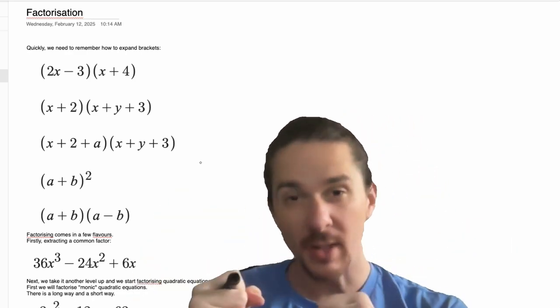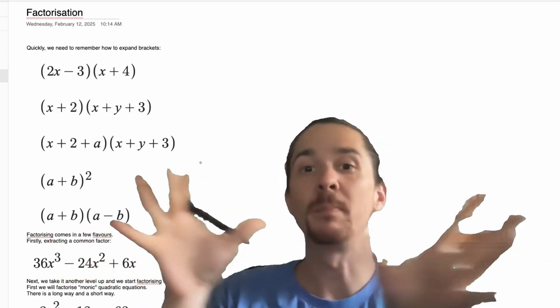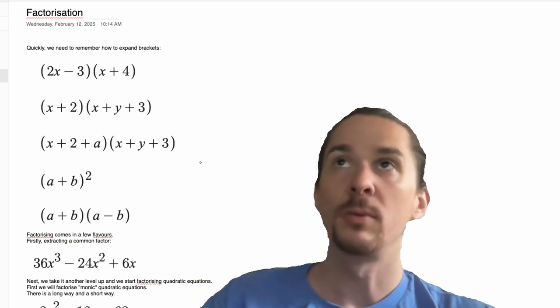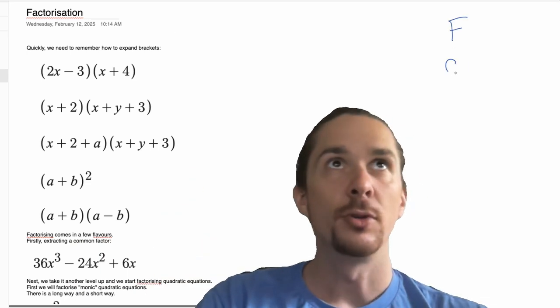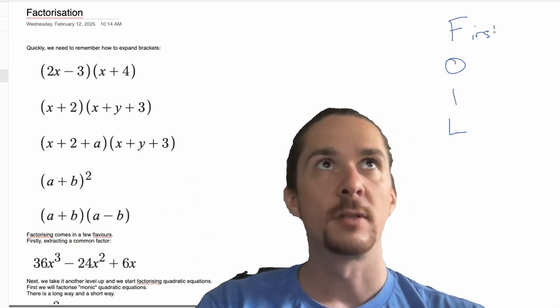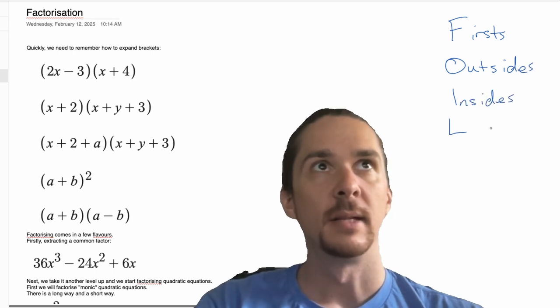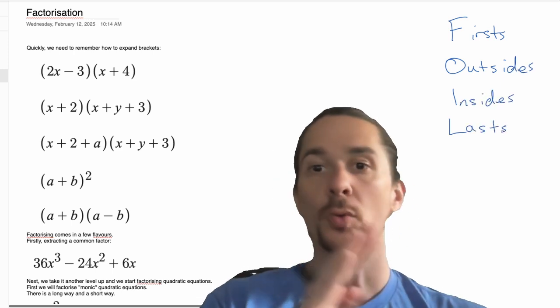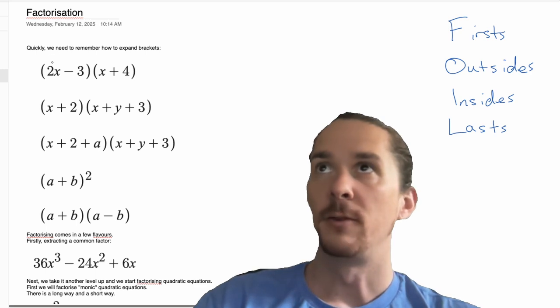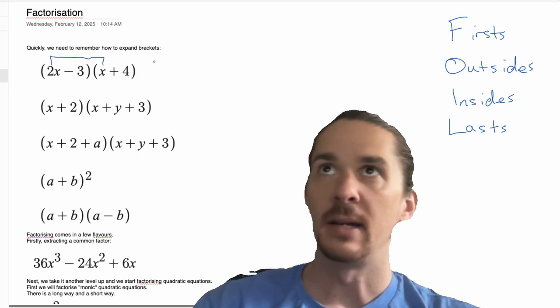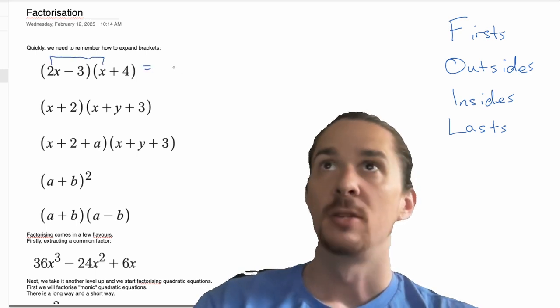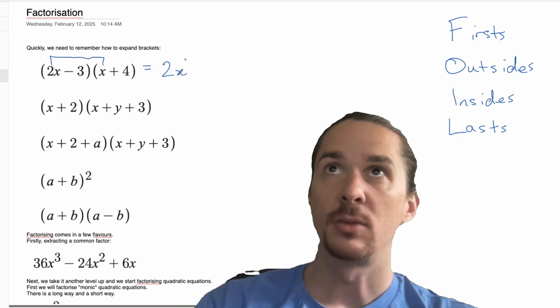But before we can factorize things, I want to make sure that you remember how to go in the other direction, how to expand brackets. So the first thing that I want to explain is how to do it using FOIL. So you should know this acronym, which is firsts, outsides, insides, and lasts. Okay? So in this case, the firsts are the 2x and the x. So we multiply them. So that's going to give us 2x squared.